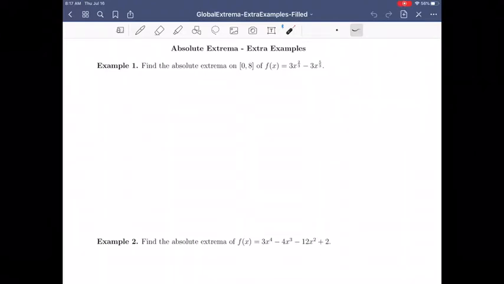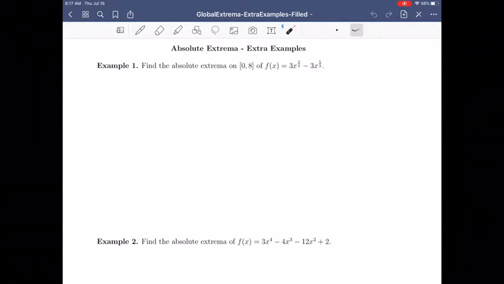In this video, we're going to do some extra examples finding absolute or global extrema values. So just a few examples. Let's start with the first one here. We want to find the absolute extrema on the interval from 0 to 8. Notice that it's a closed interval, so we're including 0 and 8. And our function is f of x is 3x to the 2/3 minus 3x to the 5/3.